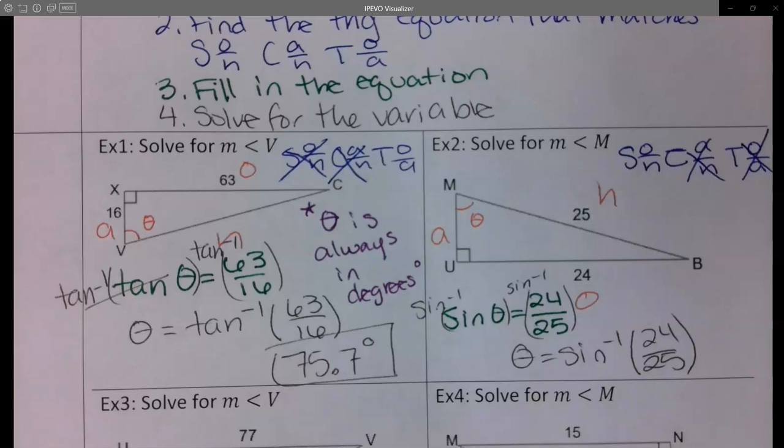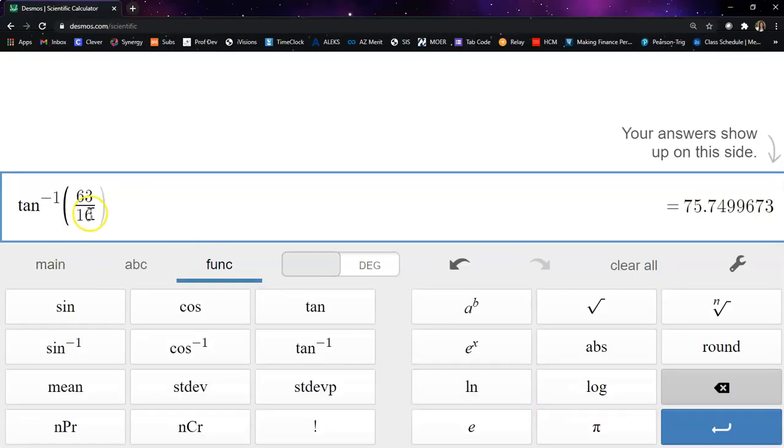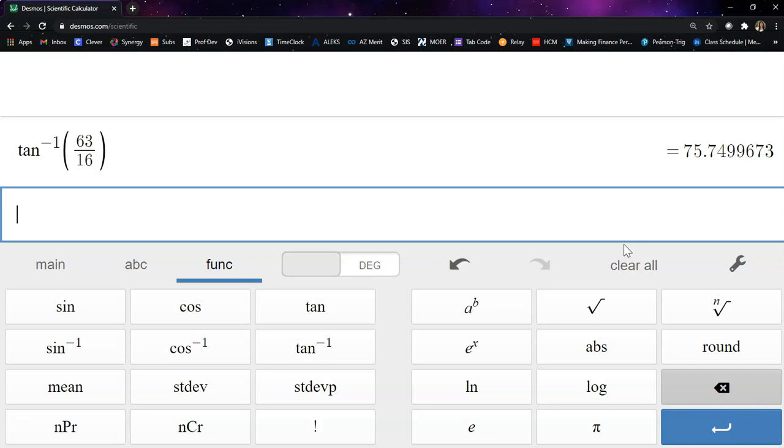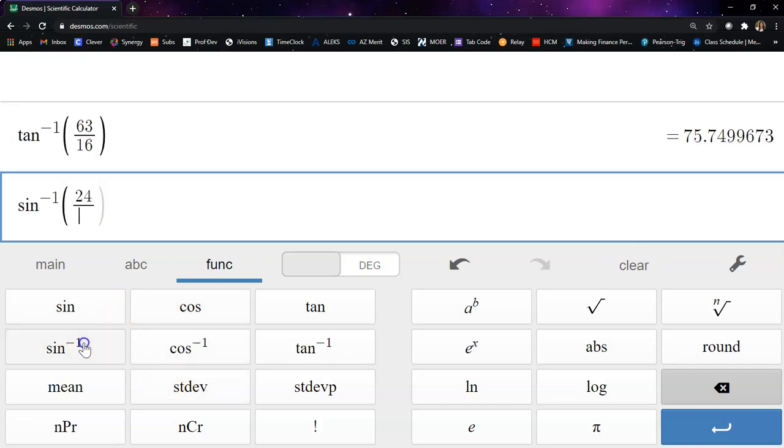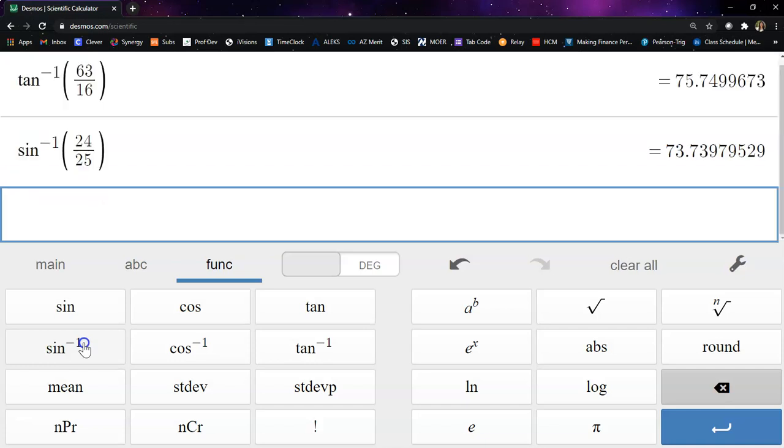Then I want to go ahead and type this into Desmos. So this one was sine inverse, and then I wanted to do 24 over 25, which gives me 73.7.